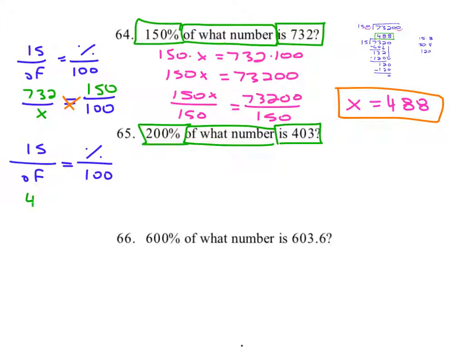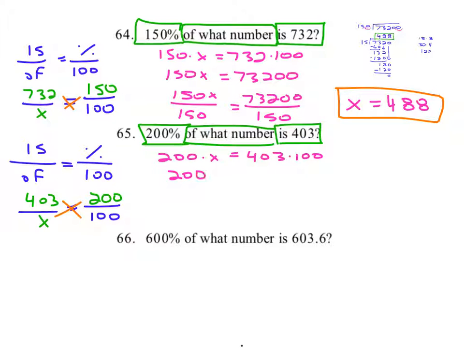We can say is 403 of x, percent 200, and that's over 100. Okay, so now when we multiply, we can say multiply the diagonals. We can say 200 times x equals 403 times 100.